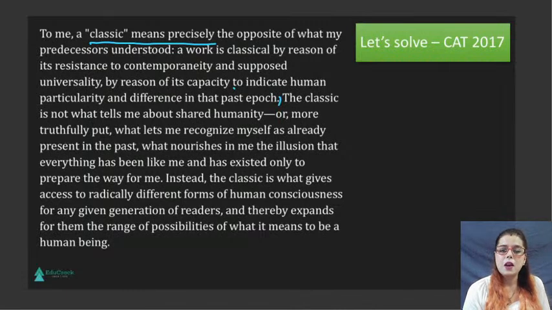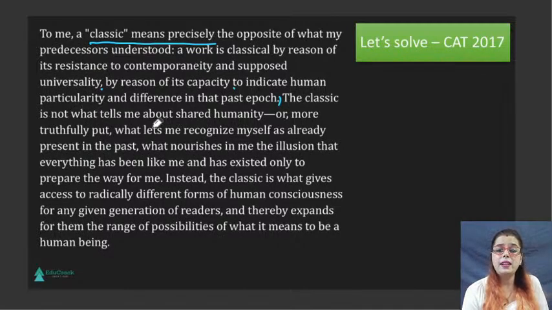Ooh, difficult words. What is contemporaneity? Contemporary basically means related to today's time. So contemporaneity means the quality of something of belonging in the current time, right? And supposed universality. What do you mean by universality? Universality means something that is universally available, available to everybody. Everybody has access to it. Epoch means a timeline or a time frame where something big happened.